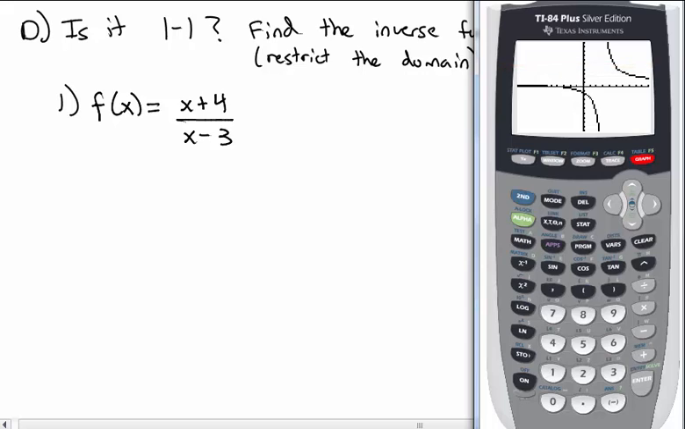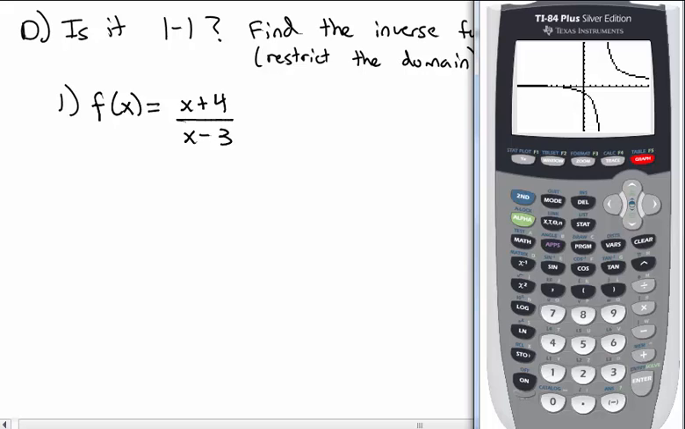Since this does in fact pass the horizontal line test, it is 1-to-1, and we can go ahead and find its inverse the way it is. Now it's possible your graph has a vertical line through the point x equals 3, a straight up and down vertical line. What that actually is, is a vertical asymptote.